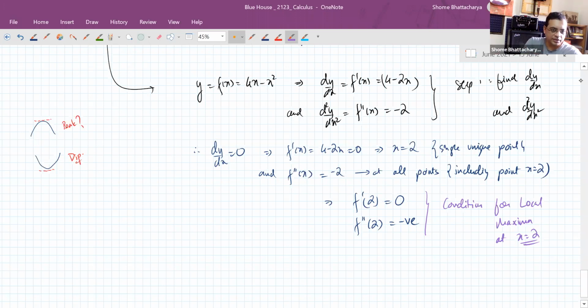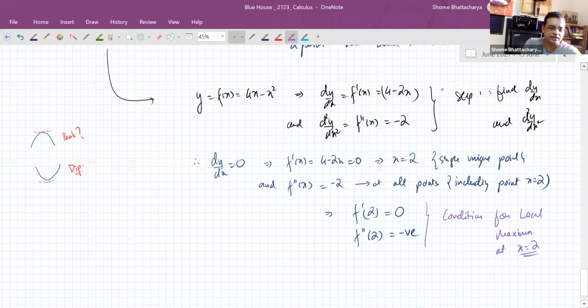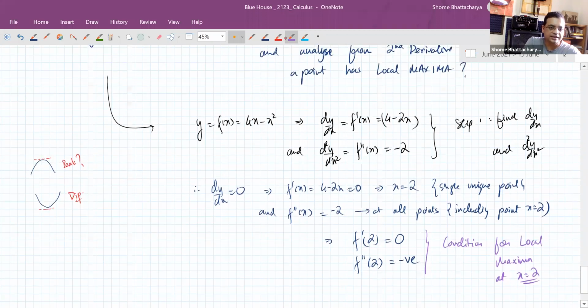But you can see now that this is so much easier. For analysis of local maxima, I had to basically just do 2 steps. Step 1 was find dy by dx and the second derivative by differentiating and re-differentiating. And then step 2 is just look at the values of the second derivative at the point where the derivative is 0.